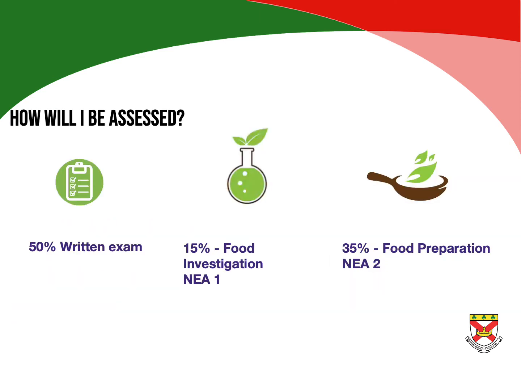Now, how do we assess it? Well, you have your traditional written paper, which makes up 50%. You then have the other 50%, which is broken down by Controlled Assessment NEA, which stands for Non-Exam Assessment. This is a practical element split up by 15%, the food investigation task, and then 35% food preparation task. The food practical making task, making a few dishes in a few hours.